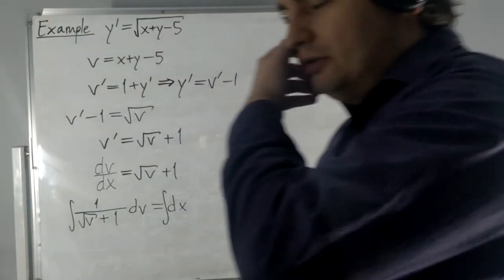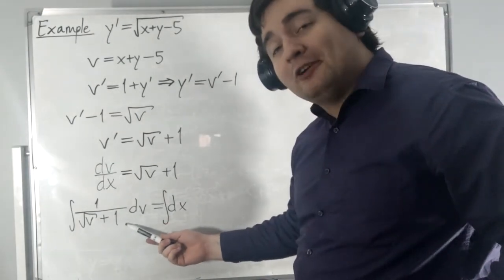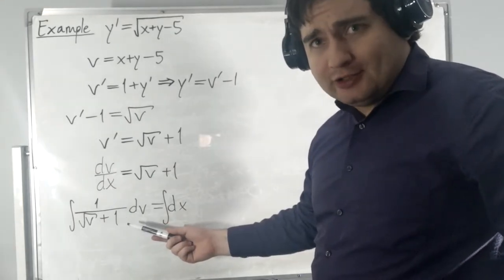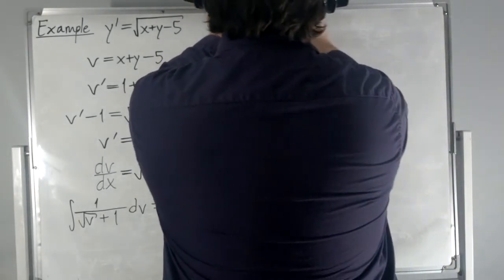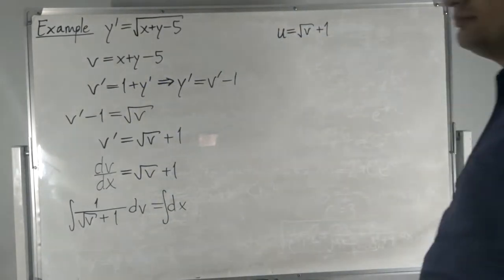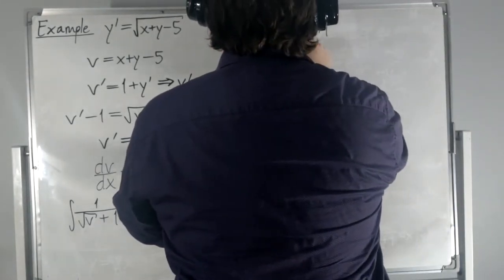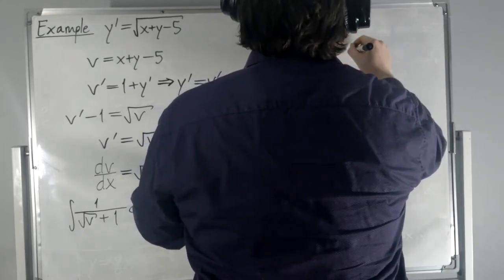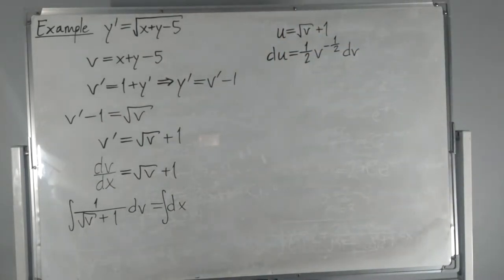So now I'm going to want to solve this integral. Do you know how to solve this one? This one is actually a very strange U-substitution. So what we're going to do is set U to be the square root of V plus 1. In that case, DU is going to be 1 half V to the negative 1 half DV, right? That's just the derivative.